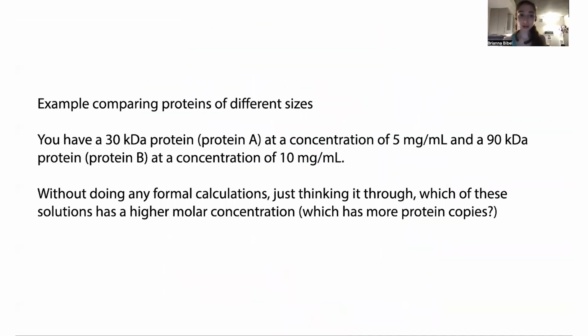So let's look at an actual example. Say you have a 30 kilodalton protein, we'll call it protein A, at a concentration of 5 mg per mil. And then we have a 90 kilodalton protein, our protein B, at a concentration of 10 mg per mil. First, without doing any formal calculations, just thinking it through, which of these solutions has a higher molar concentration? Which is going to have more protein copies per mil?